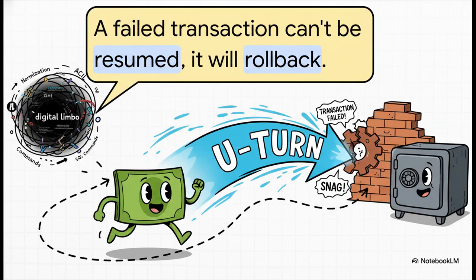So the crucial point is this exact quote captured in the notes. A failed transaction can't be resumed, it will roll back. Databases are incredibly unforgiving, but in the best way possible. If your $500 transfer hits a snag halfway through, the system doesn't try to stitch it back together later. It immediately rolls back every single step as if you never even clicked transfer, saving your money from being lost in limbo.